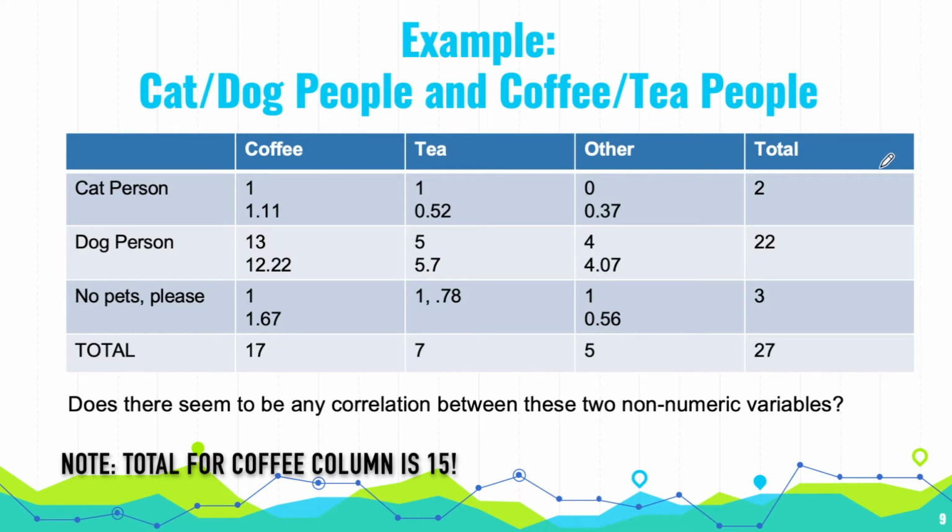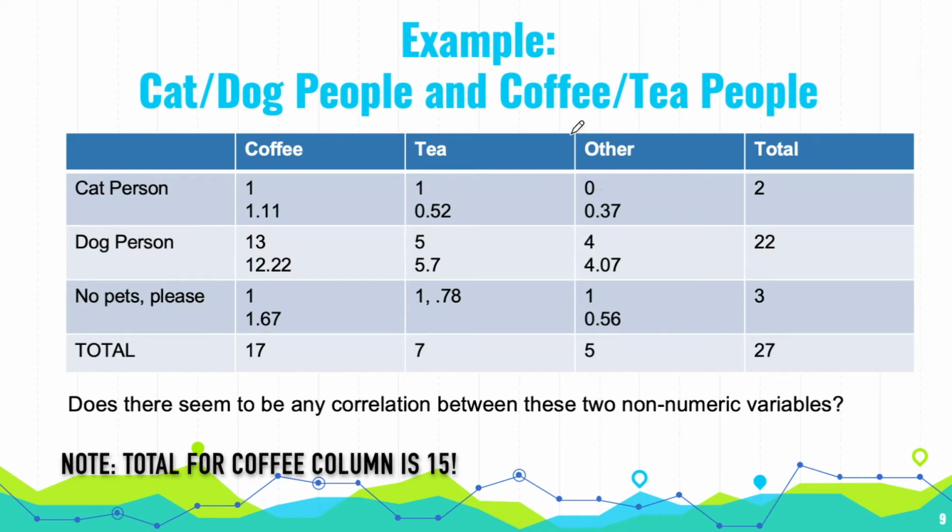We wanted to find out. So I asked everybody in the class and then tallied up our information. I had these observed values that I wrote here in the top of each cell. So there was one person who was a cat person and preferred coffee. There was one person who was a cat person and preferred tea. And there was one person who preferred another beverage but was a cat person.